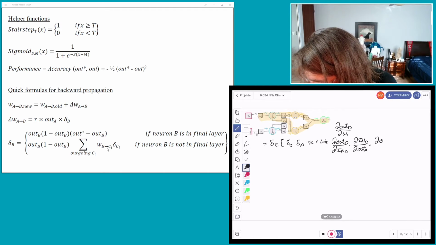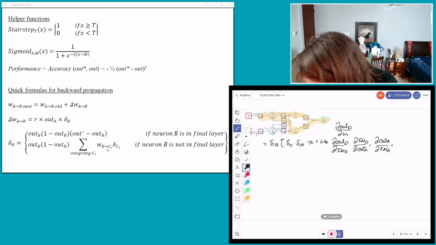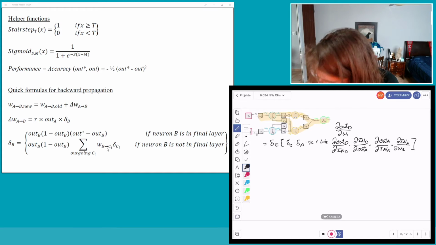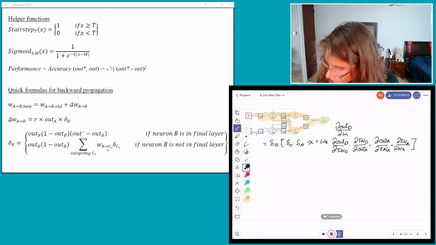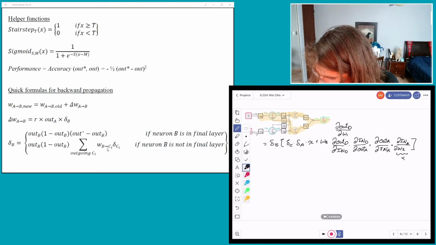Then I need the partial of out A with respect to in A. And then again, the partial of in A with respect to W1. And so this turns into X again.